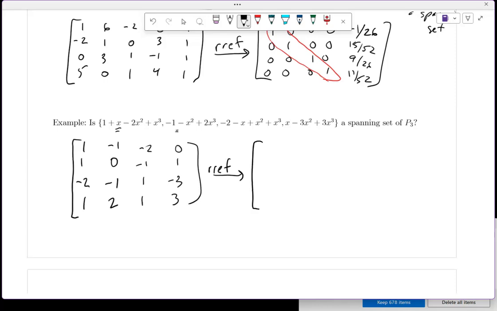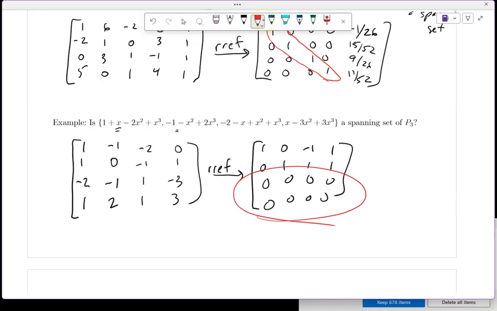By the way, if it's going to be a spanning set, what matrix do you need to see when you row reduce? In this case, I better see the identity, right? It's a 4x4. Do you see the identity? Now, what do you get? 1, 0, -1. 0, 1, 1, 1. And then the rest are zeros. Good. So in particular, those two rows have zeros, so this is not a spanning set.